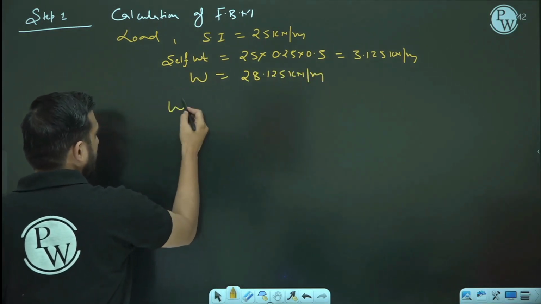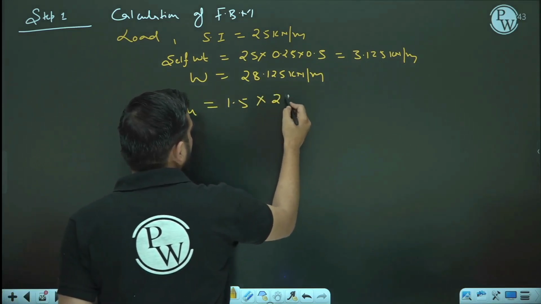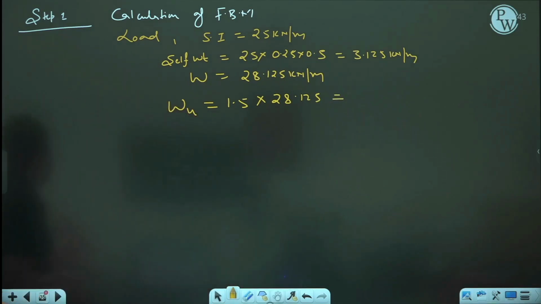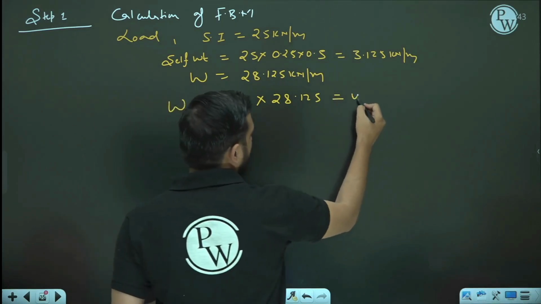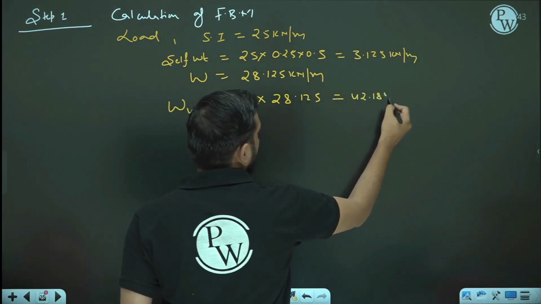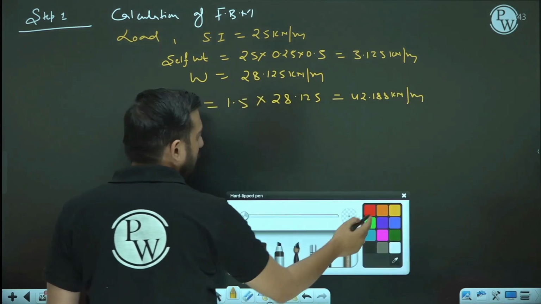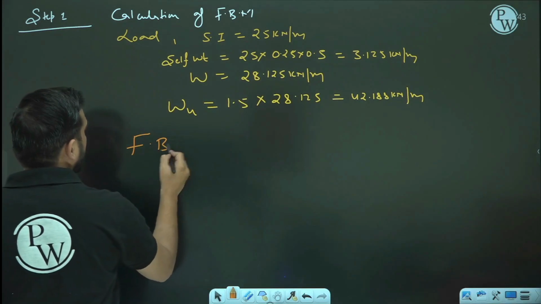The total factored load WU is 1.5 times W. So this value is going to be equal to 42.188 kilonewton per meter.